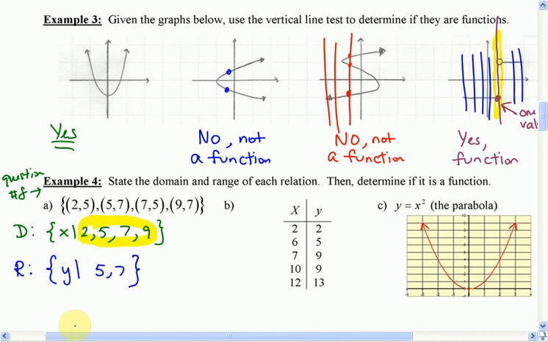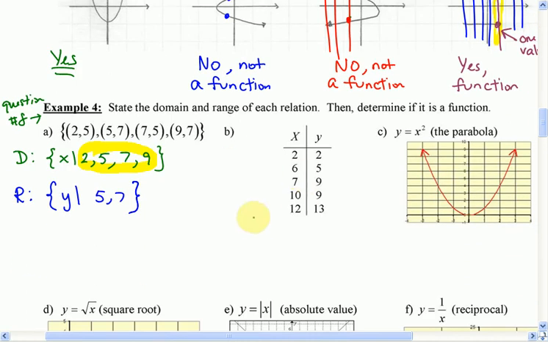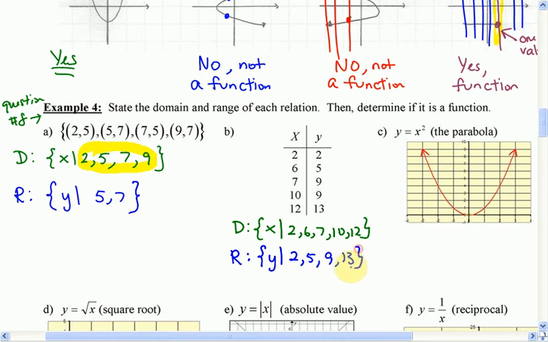Now sometimes the actual data is given to you as a table of values, so it's pretty much the same as if they were an ordered pair. So quickly now for the domain of part B, you would just list out the values for x of 2, 6, 7, 10, and 12. And similarly with the range, you list out the y values 2, 5, 9, and 13.